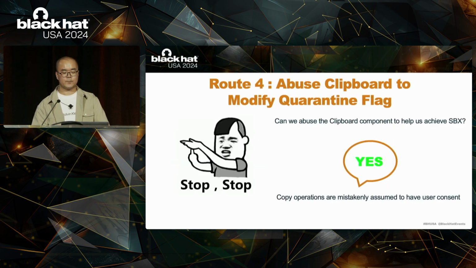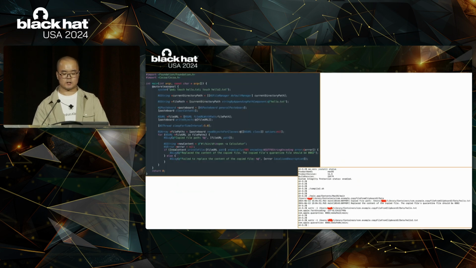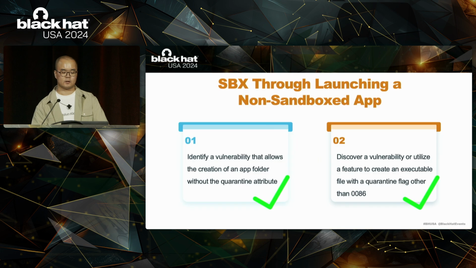And we can abuse the clipboard to achieve SBX, because the copy operation is mistakenly assumed to have user consent. If a file has a quarantine flag of 6, we only need to copy this file and then modify its content. This operation directly changes its quarantine flag to 2. Now, I have achieved SBX through launching a non-sandbox app. So let's make a summary.